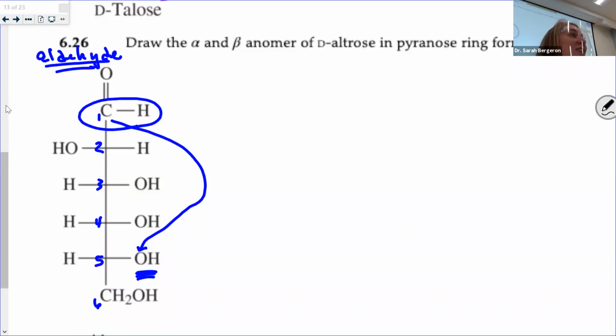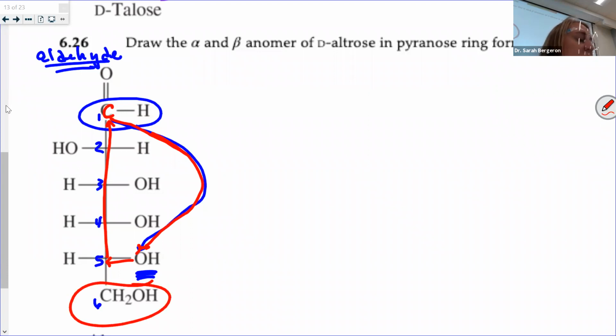Okay, I hear 5 and 6. How many carbons are in the molecule? 6. But how many carbons are in the ring? Only 5, because here's 1, there's carbon 1. Now we're going to have carbon what? 2, right? This one is not in the ring. It sits on top of the ring. Okay? So be careful with that.